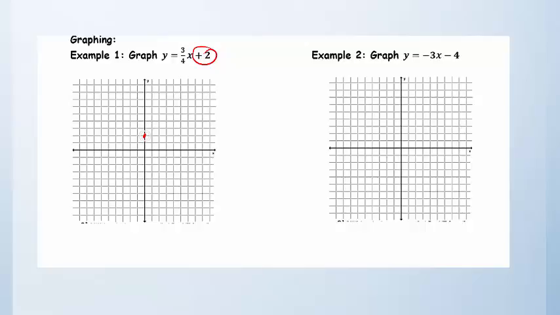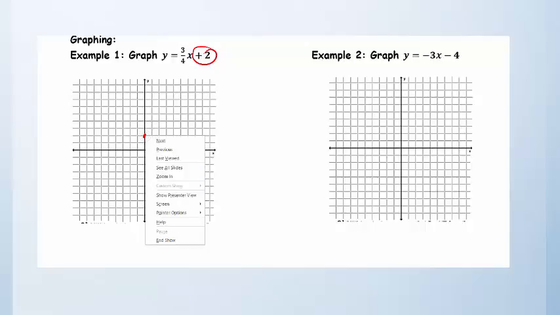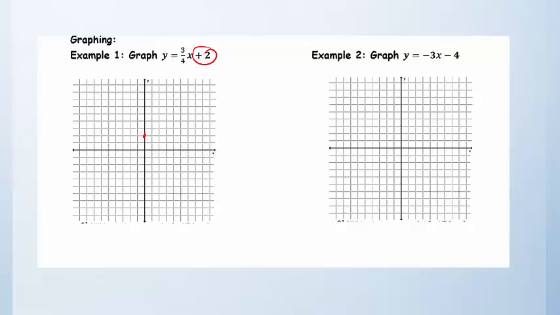From that point, since my slope is 3/4, I'm going to go up 3 spaces. So 1, 2, 3, and over 4. 1, 2, 3, 4. And I know that I went the right directions because I went up 3 over 4. It's a positive slope, so my line should go uphill when I connect it.